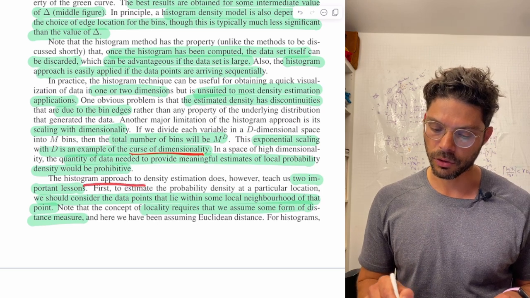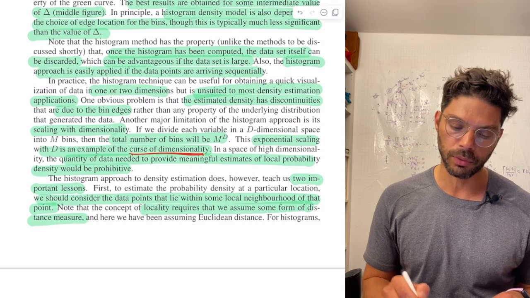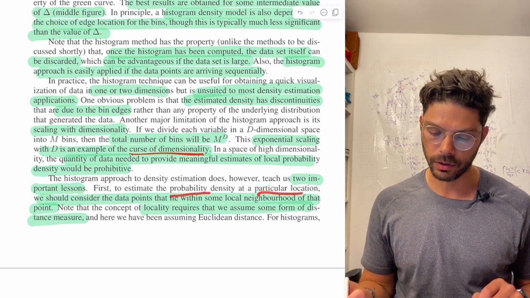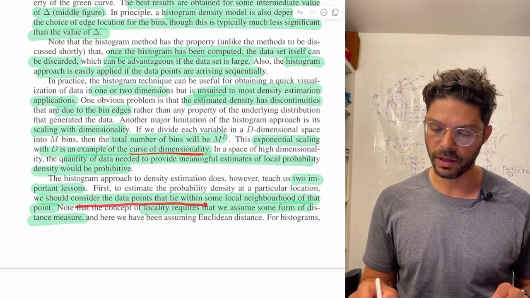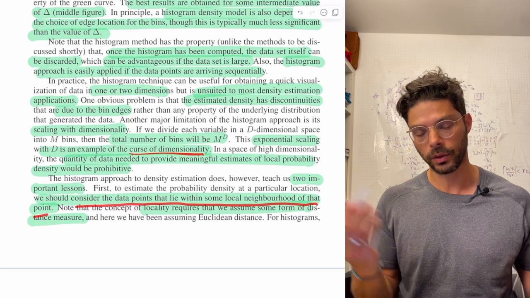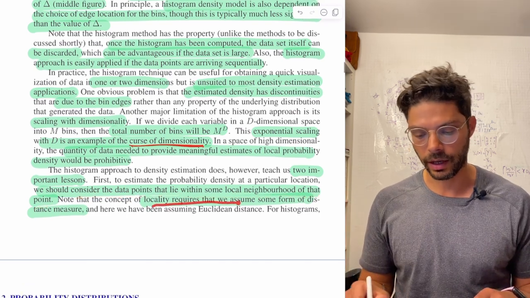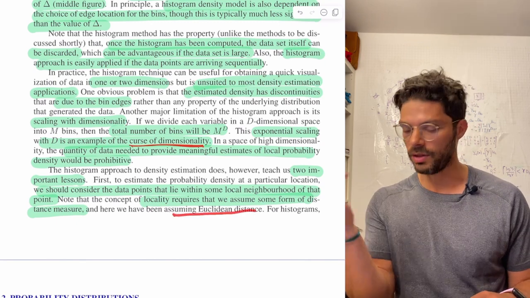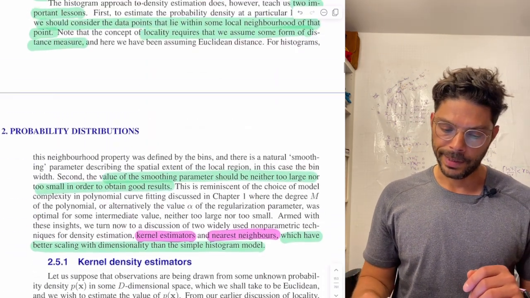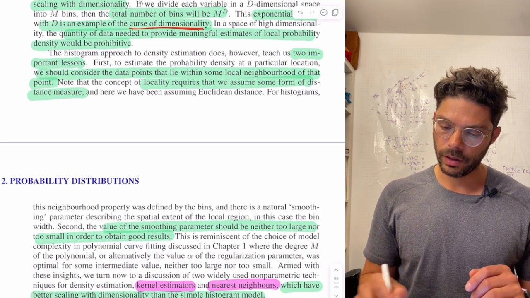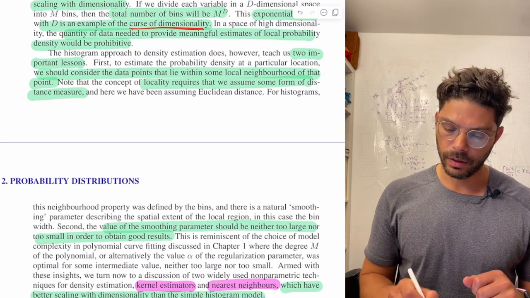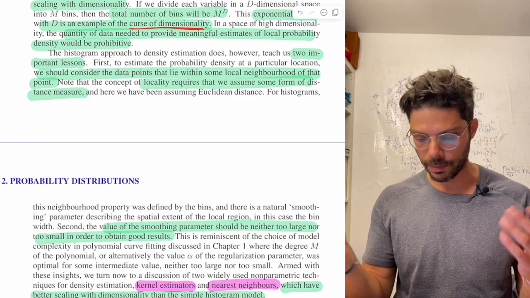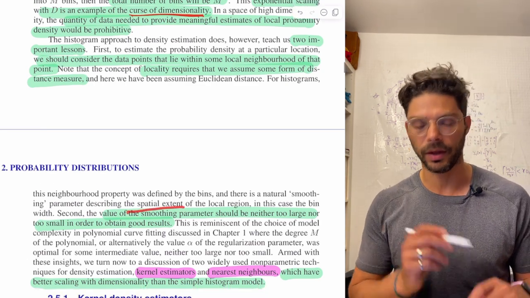The histogram approach to density estimation does, however, teach us 2 important lessons. First, to estimate the probability density at a particular location, we should consider the data points that lie within some local neighborhood of that point. Seems pretty obvious. Now, the locality requires some form of distance. Fair enough. We've been using Euclidean distance, but you can use other distances. For histograms, this neighborhood property was defined by the bins, and there's a natural smoothing parameter describing the spatial extent.